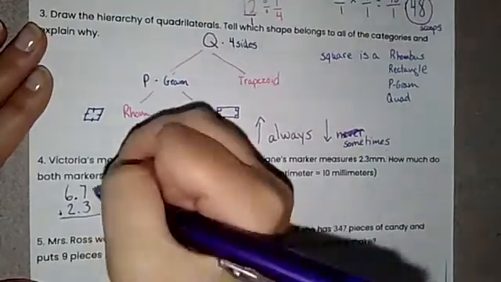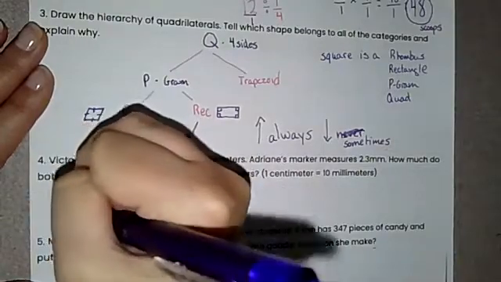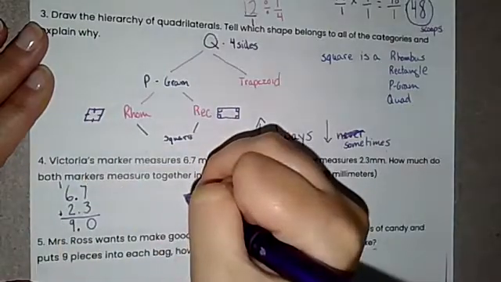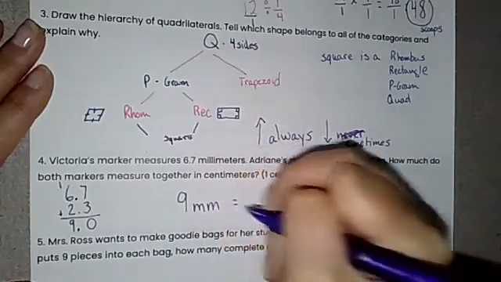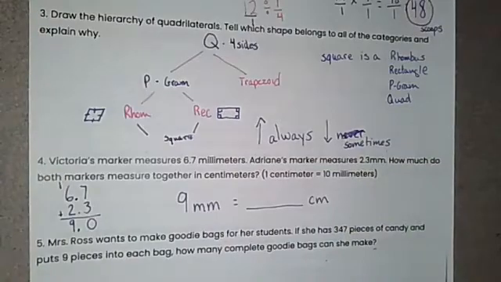So I've got 7 plus 3 is 10. I've got 0, carry the 1. 1 plus 6 plus 2 is 9. So I need to turn 9 millimeters into centimeters. You have to write that down.